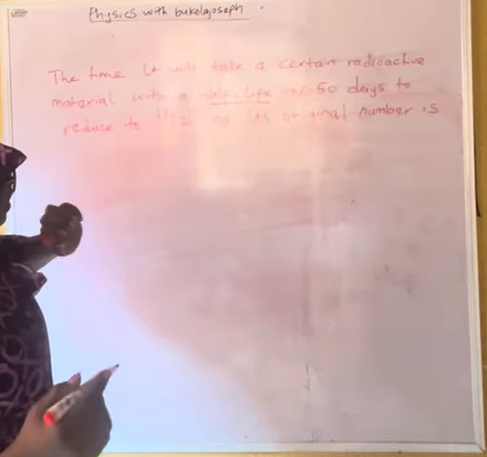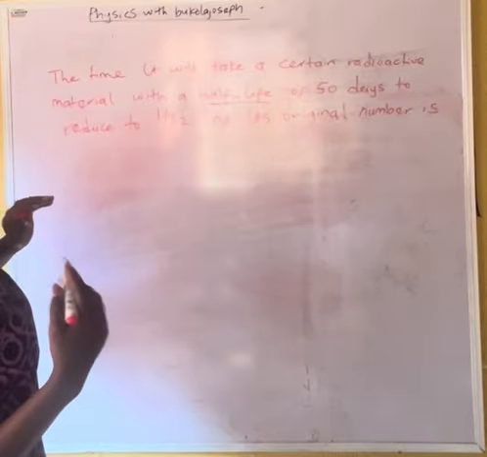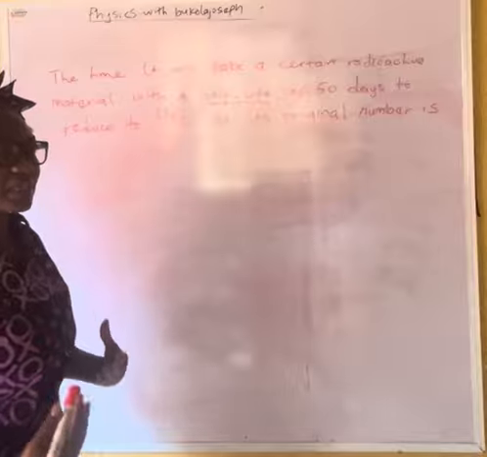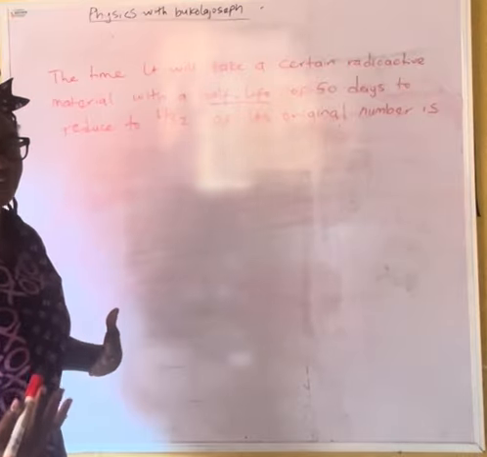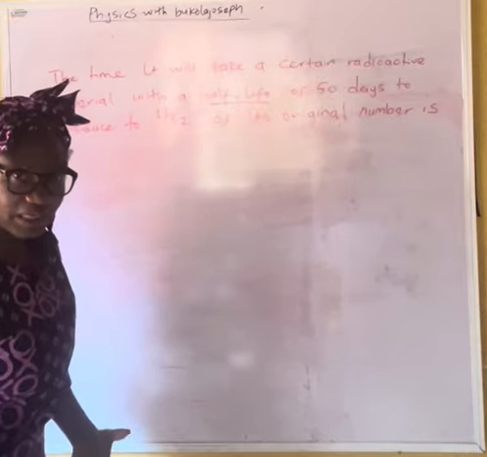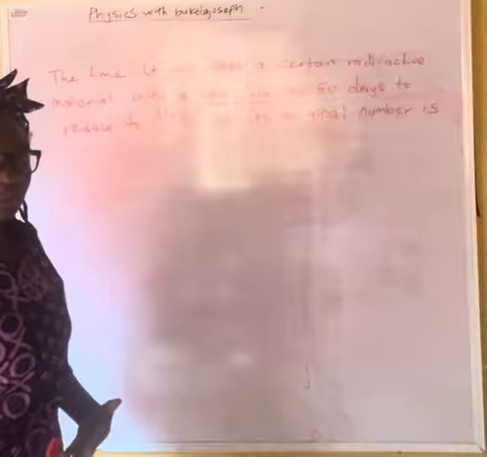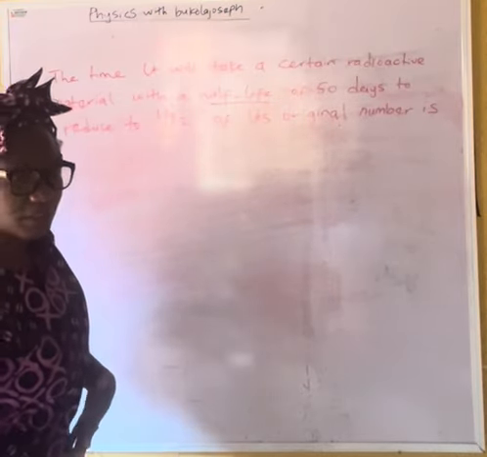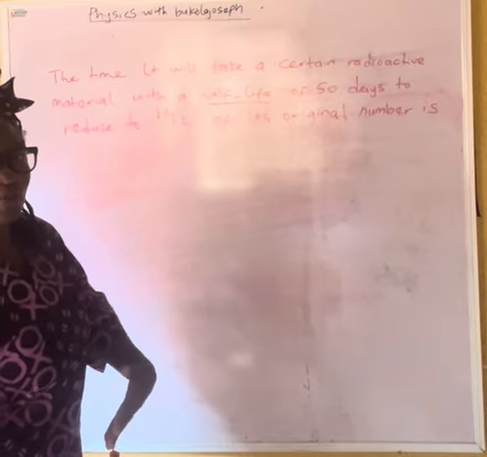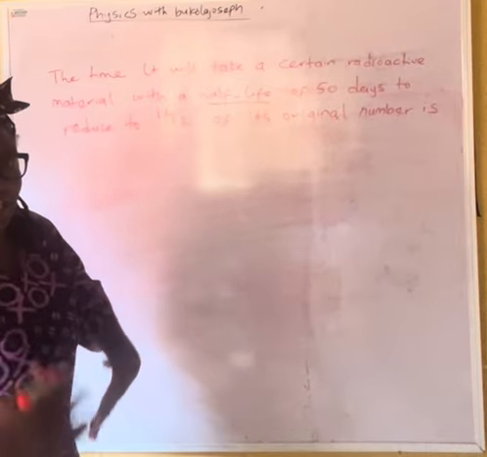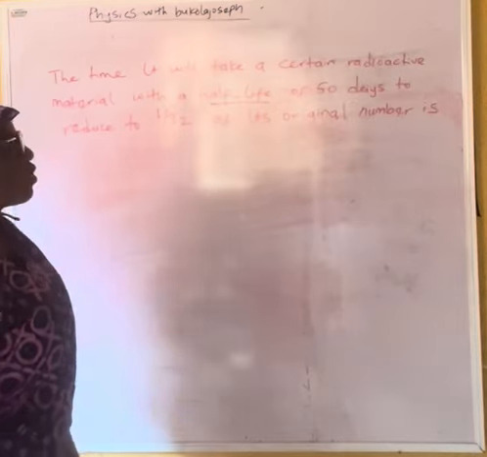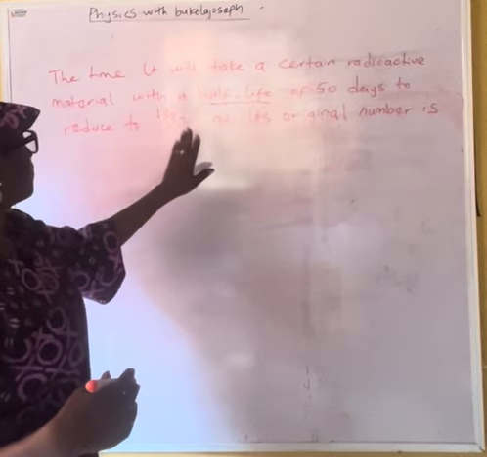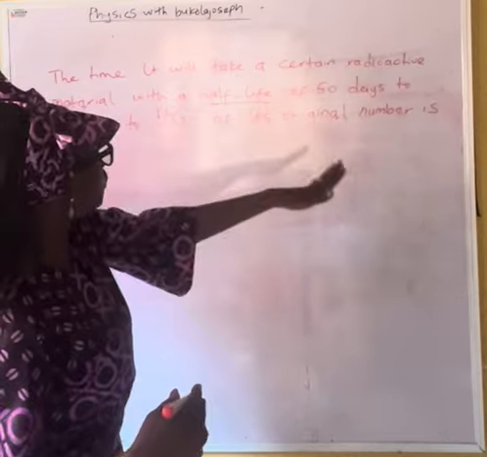The time it will take a certain radioactive material with a half-life of 50 days. What does that mean? It means that it takes 50 days for that atom to be halved. So it means after 50 days, it will reduce from whatever is remaining by half. Whatever is remaining again will reduce by half, like that, every 50 days. All right. Now, so of 50 days to reduce to 1 over 32 of its original.